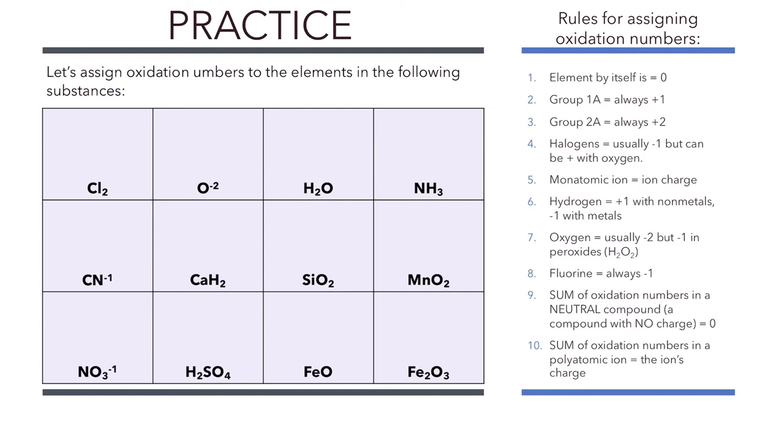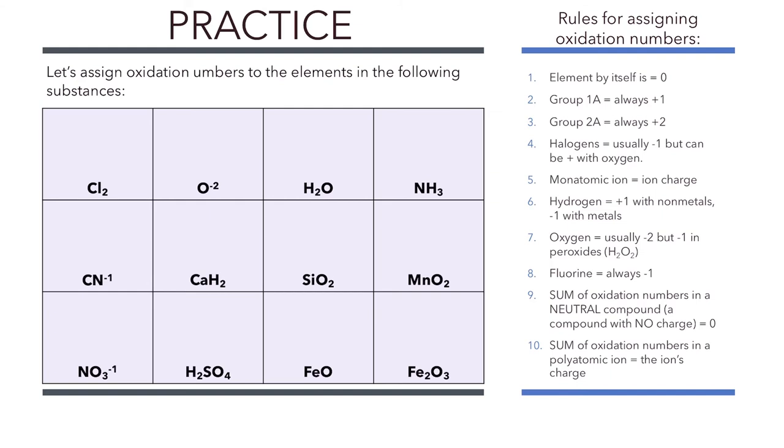And we'll do an example in just a minute that demonstrates that. Rule number 6 is hydrogen is a +1 oxidation state when it's with nonmetals, and it will be a -1 with metals. Oxygen usually has an oxidation state of -2, but it can be -1 in peroxides or superoxides. In this class, we're only really going to see oxygen as -2. We're not really going to see many peroxides. Fluorine is always -1.